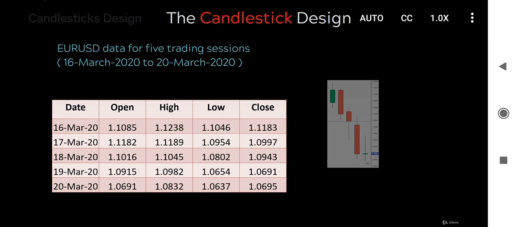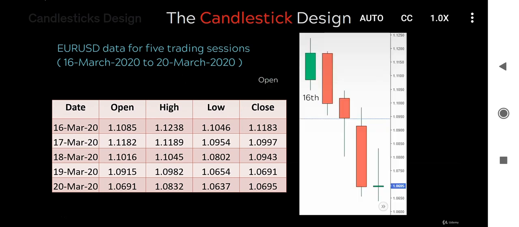Please note for 16th March 2020, the session started at 1.1085, that is here, and closed at 1.1183. So just make this box around both these levels. This box will be green because open is below the close. On the way, it made a high of 1.1238, that is here, and a low of 1.1046, that is this. Hope this candle structure is clear to you. Similarly, you can plot the candles for 17th, 18th, 19th and 20th March. Just try it yourself.